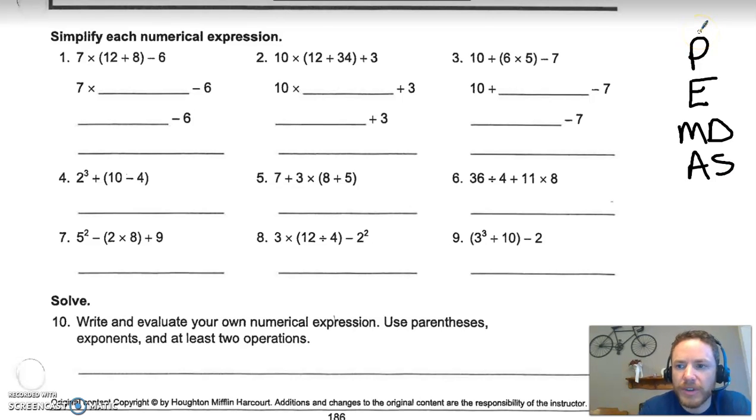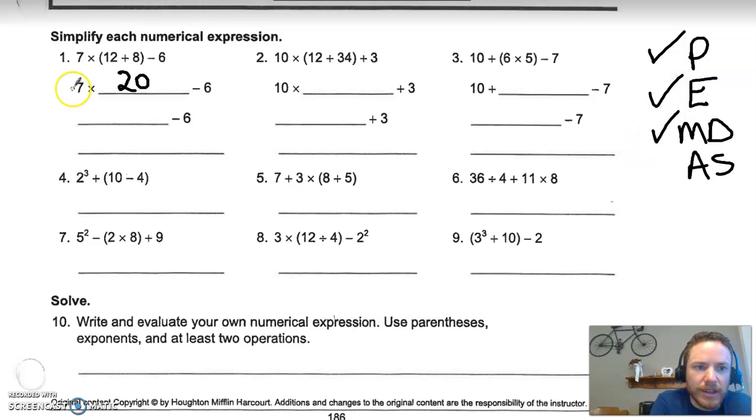In number 1, do I have parentheses? I do. It's right here, 12 plus 8. 12 plus 8 is 20, so I'm going to put that on that line. And then I've done that. There are no exponents, but I do have multiplication and division. It's right here. It's 7 times 20. That's why they gave us a line here. 7 times 2 is 14. 7 times 20 is 140. Lastly, we add and subtract. 140 minus 6 is 134.